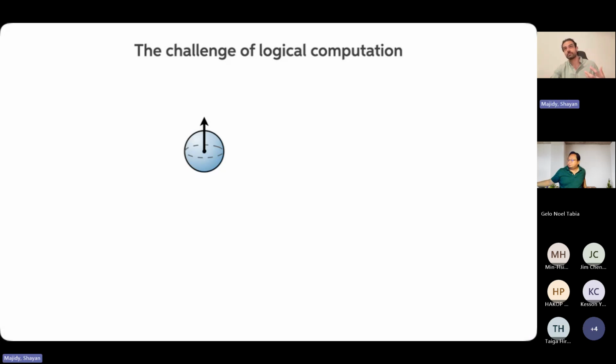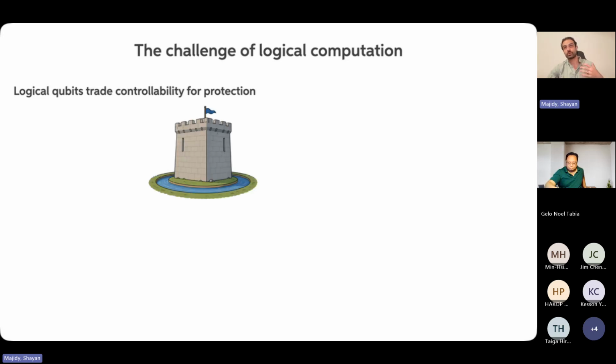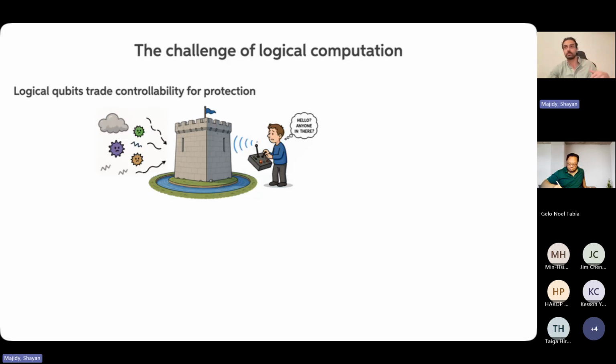Physically, that's very viable. Logically, small angle continuous rotations are actually incredibly hard to do. And it comes down to a fundamental tension: when we encode our qubits, we're trading controllability for protection. What we want to ensure is that we're not building a castle with no doors. We don't want to be in a situation where the decoherence isn't getting to our qubits, but neither are we.